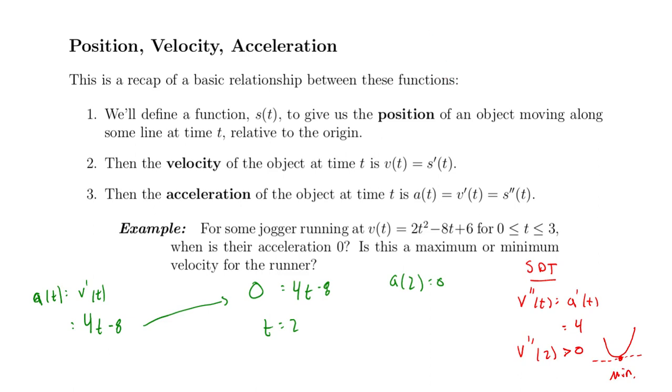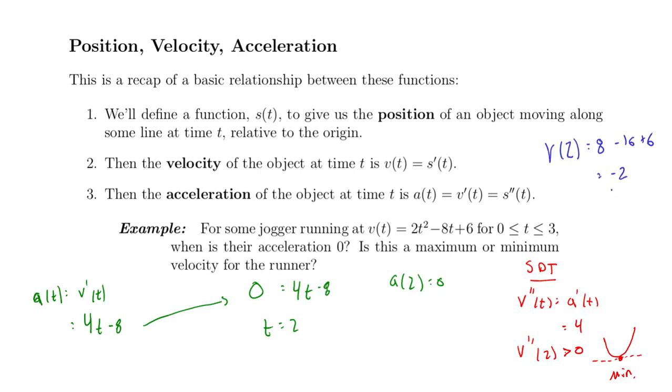We have to be careful though, because this doesn't necessarily mean that this is the time when our runner is running the slowest. If we plug this value into our velocity function and see what the velocity is when time is equal to 2, we get 2 times 2 squared, that's 2 times 4, so that's 8, minus 16, plus 6, and that's negative 2. It's not that this is when our runner is running the slowest, because if a velocity is negative, all that means is that we have a negative rate of change of the position function, meaning that we're getting closer to that starting point, that origin.